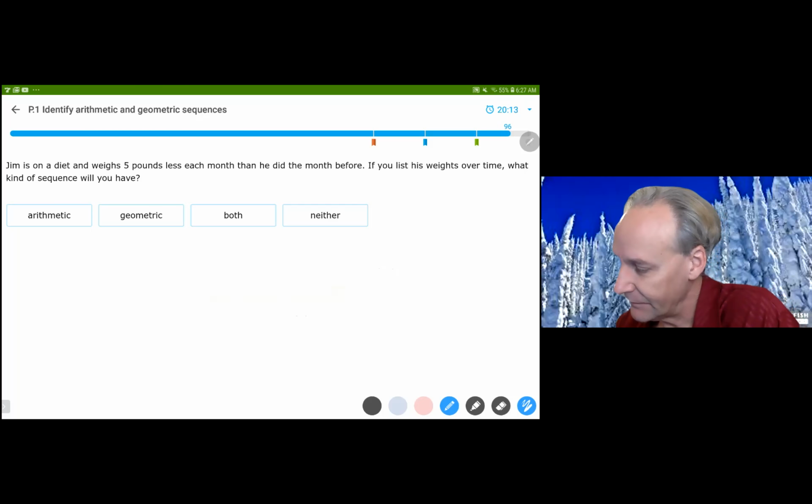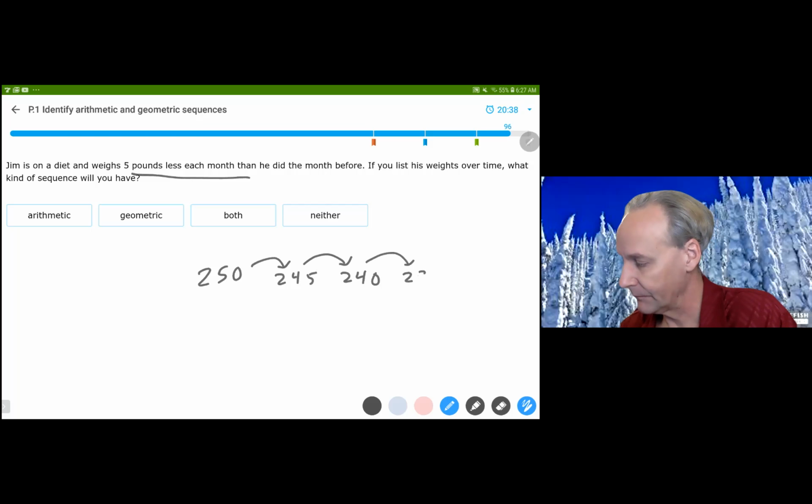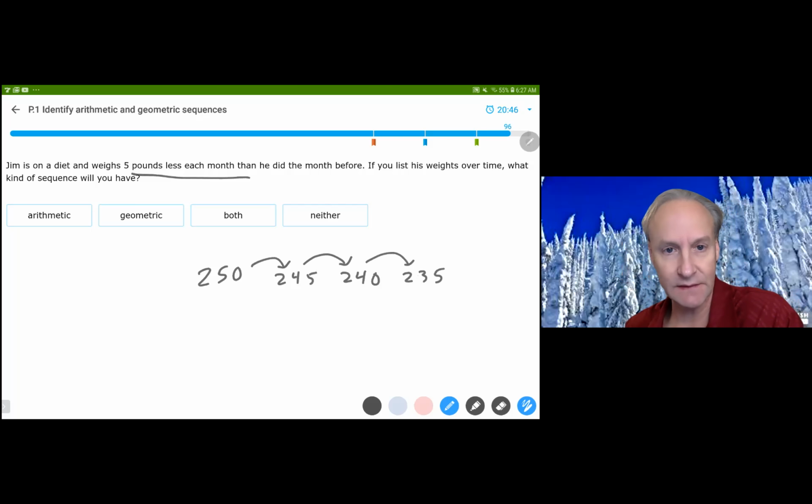And you're going to lose 5 pounds less each month than he did before. If you list the weights over time, he's on a diet and weighs 5 pounds less each month than he did before. So maybe he starts out at 250 pounds and then he's at 245. This is a very difficult thing to do, actually, dieting, but it is definitely arithmetic. What tends to happen is you lose less and less over time. That's generally what happens. You lose a huge amount at first and then less and less. But this one is based on what they told us. It is definitely arithmetic, isn't it? He's losing 5.